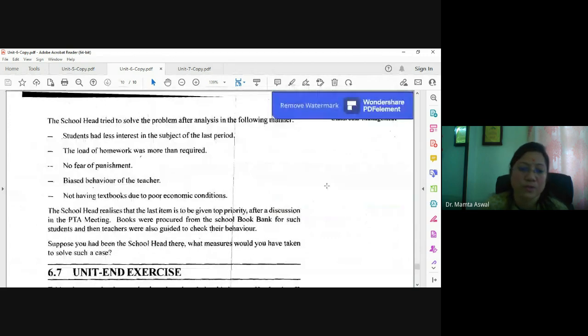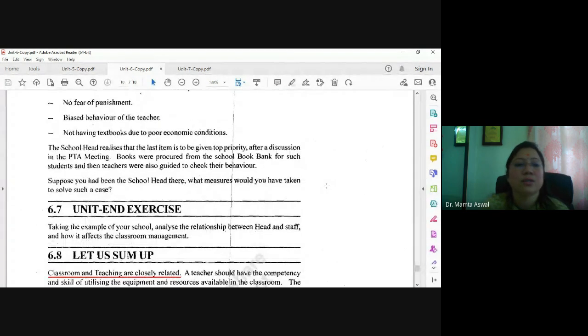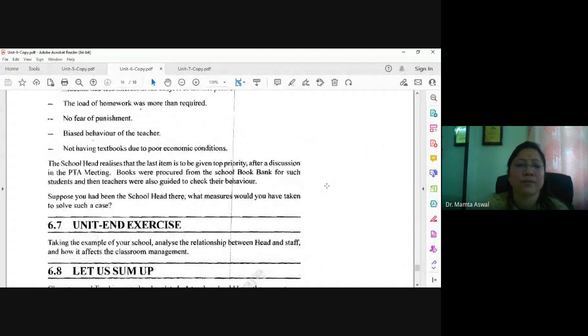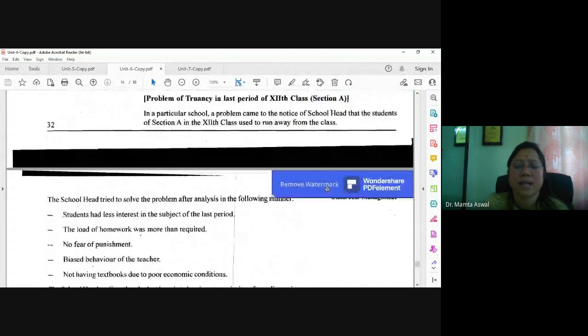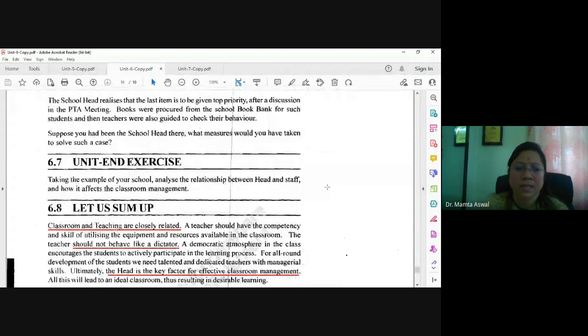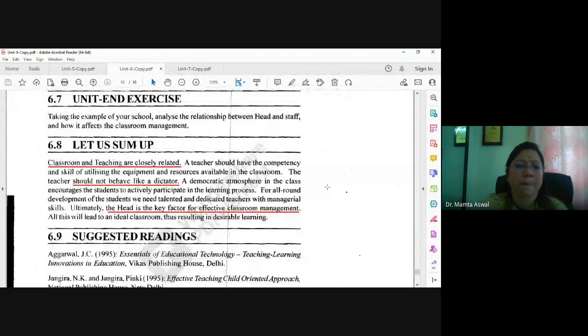There should be a lot of interaction. There is a case study, you can go through this case study, and if you feel like it, we can discuss that in the learning system also.